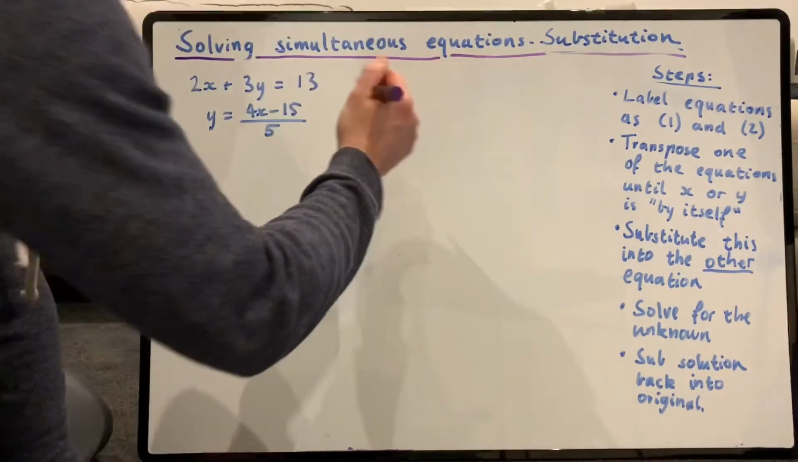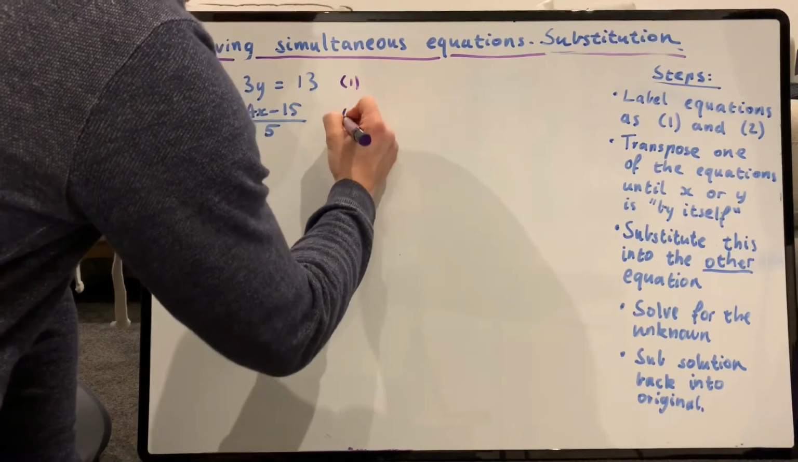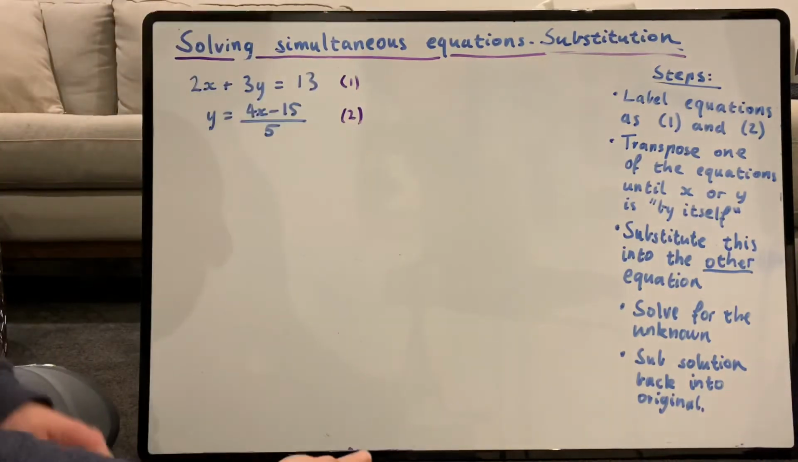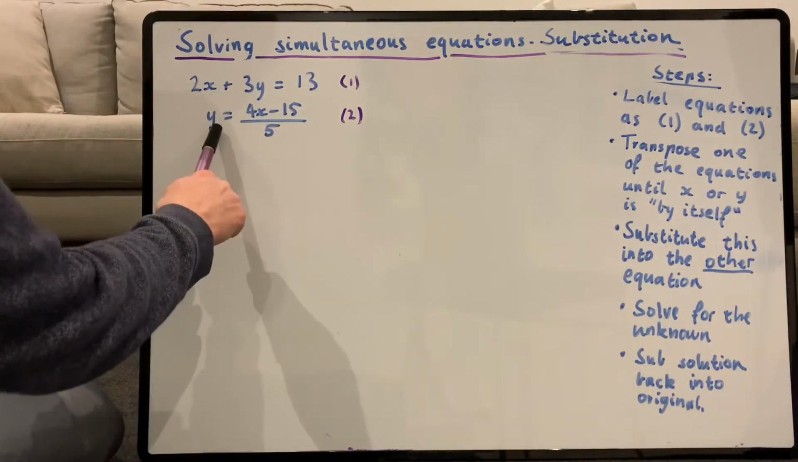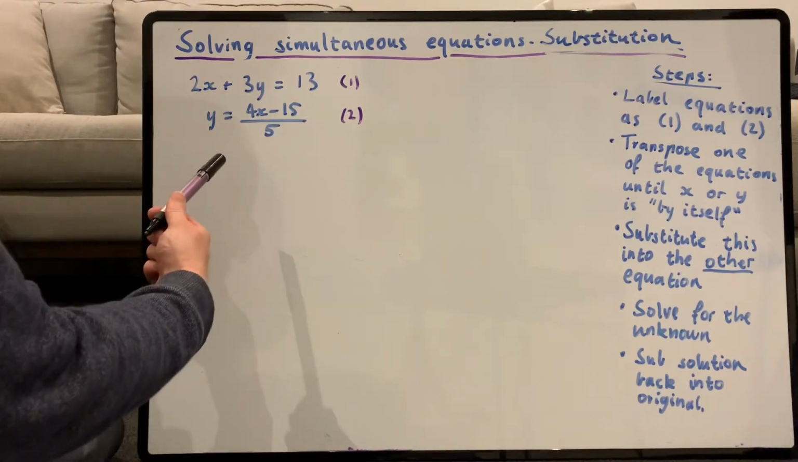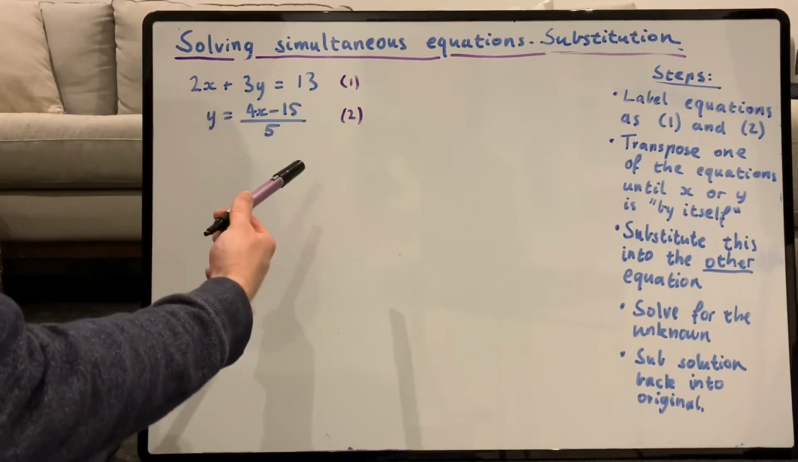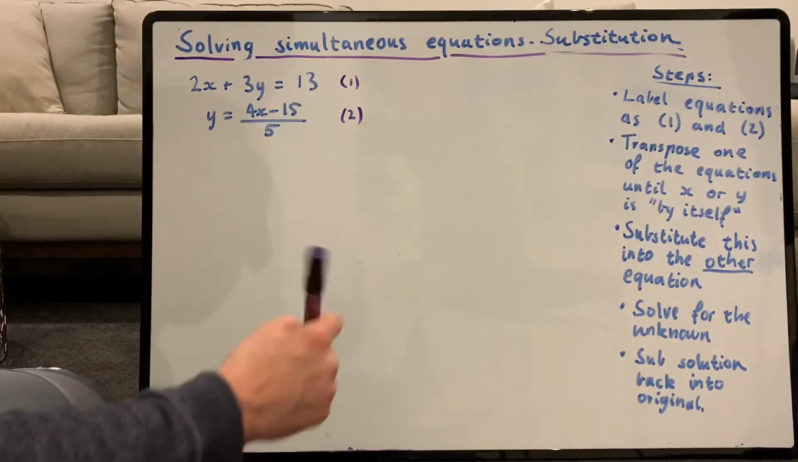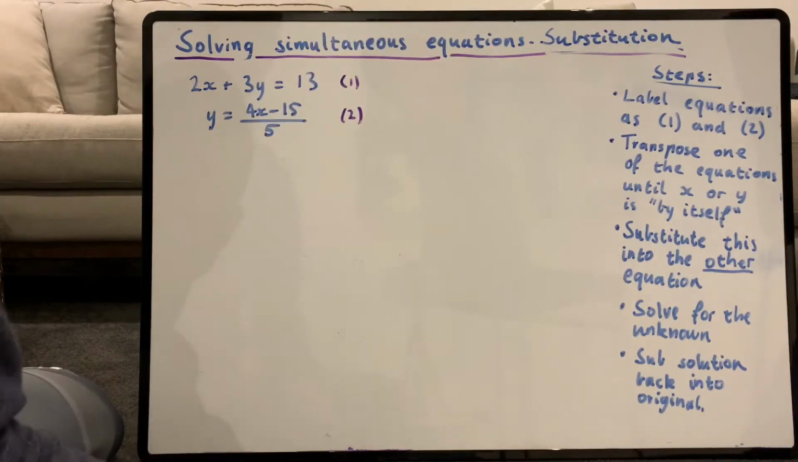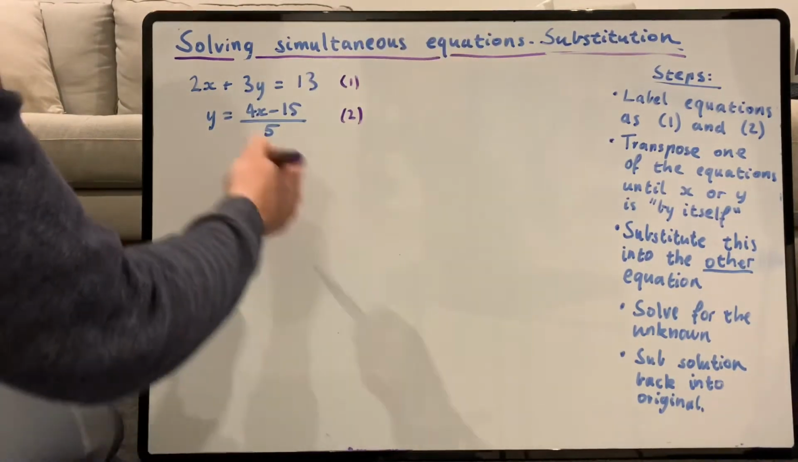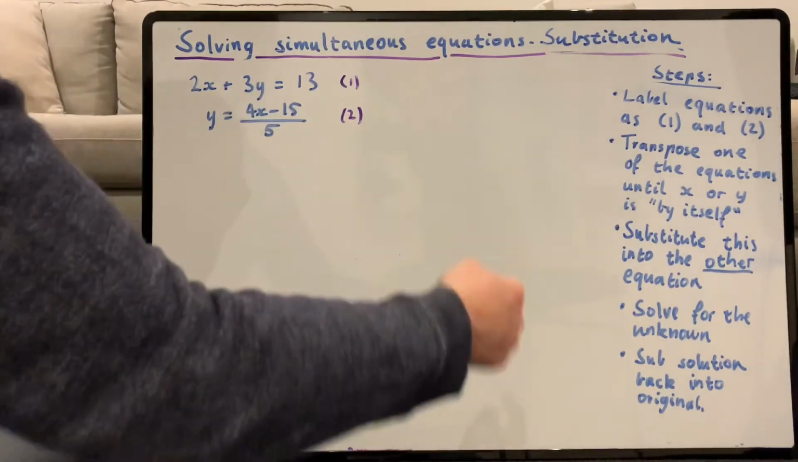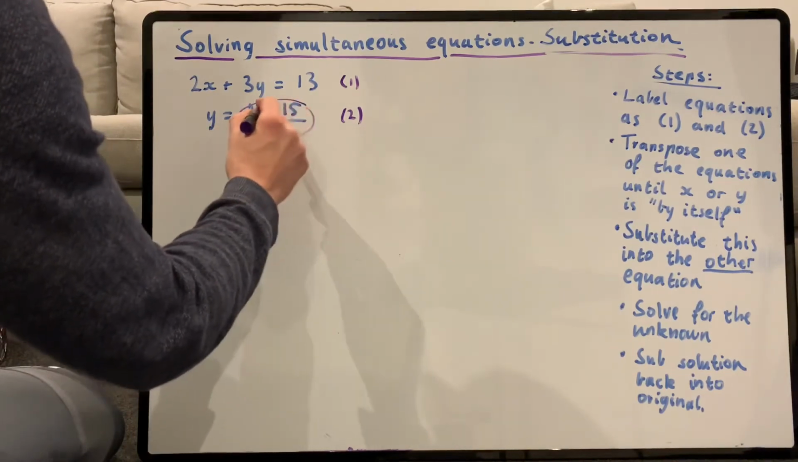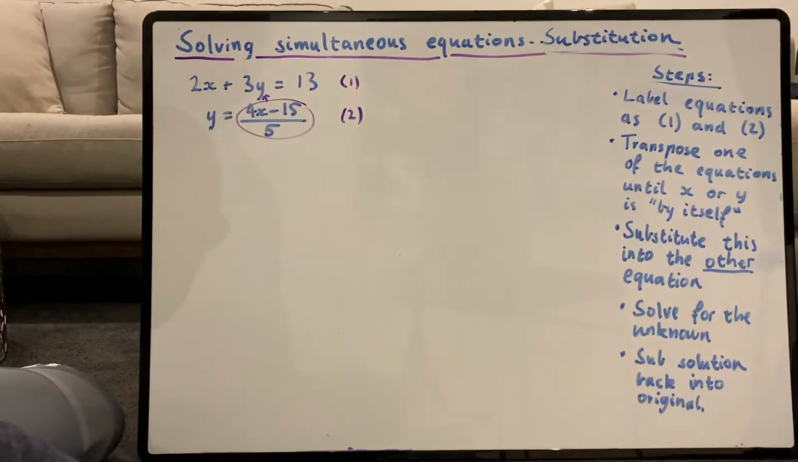Label equations as 1 and 2. All right, 1, 2. Transpose one of the equations until x or y is by itself. Now, if you look at this, here in equation 2, y is already by itself. And there's a lot of questions in the exercise that have sort of already done this step for you. But I've included it there because it's important to know. All right, so we don't need to do it. We're just going to use this y. Okay, substitute this into the other equation. So as you can see, this is going to replace that y.